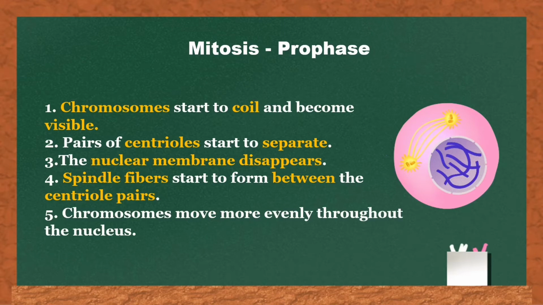So you can see on this picture here on what is going on in this phase. So the first one is chromosome start to coil and become visible, and pairs of centriole start to separate. And then the nuclear membrane disappears and spindle fibers start to form between the centriole pairs. Chromosomes move more evenly throughout the nucleus. So this is what the prophase phase should look like. Okay?